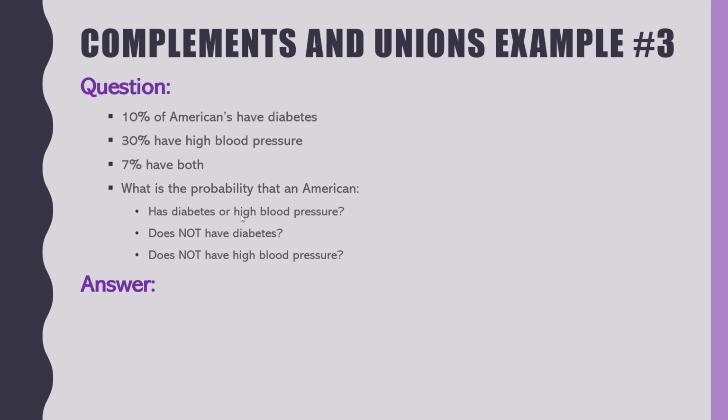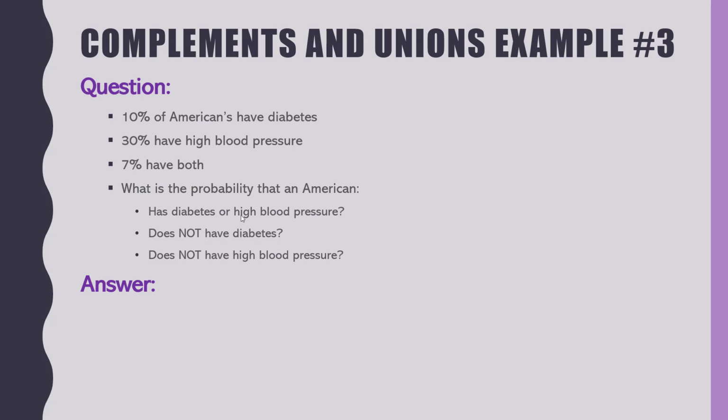Anyway, 7% of people have both. All right, what's the probability that an American has diabetes or high blood pressure, that an American does not have diabetes, and that an American does not have high blood pressure? These are the same things. We're using sets and complements of sets here, and the probability of events occurring and not occurring, right?